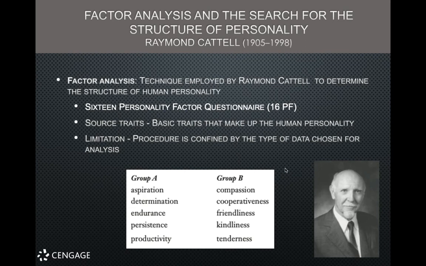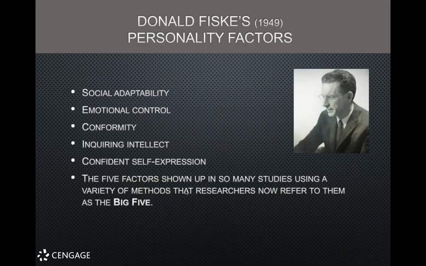From this work, Cattell identified 16 basic traits and created a personality test, the 16 Personality Factor Questionnaire. If any of you have heard of this or taken this questionnaire before, you will be familiar with what I'm talking about. So the source traits are basic traits that make up the human personality, and according to Cattell, there were 16 of these. The limitation of this approach was that the procedure is confined by the type of data chosen for analysis. What this means is that they would be confined to just the words that the researcher initially picked. It does not saturate the whole list of words that are out there.